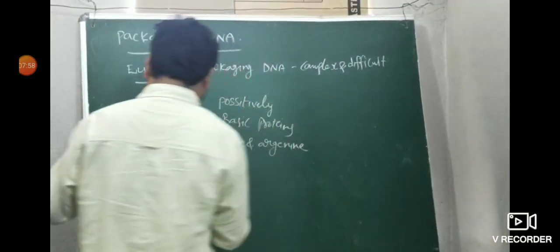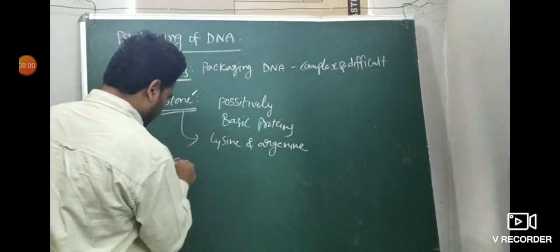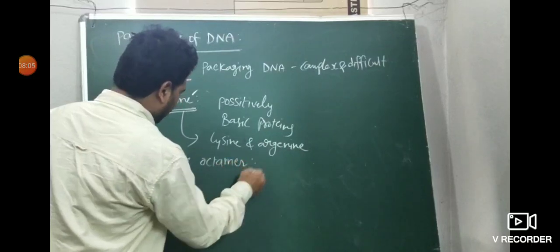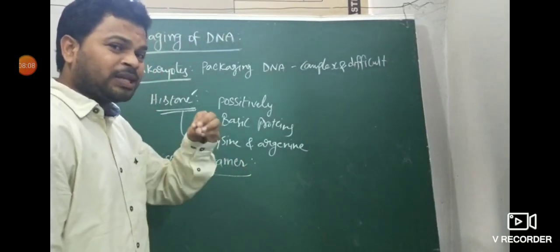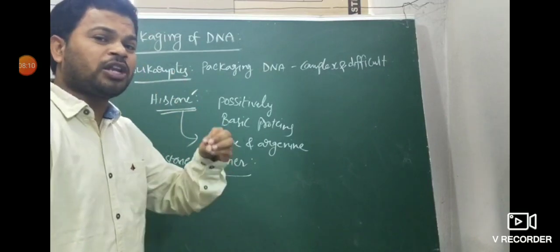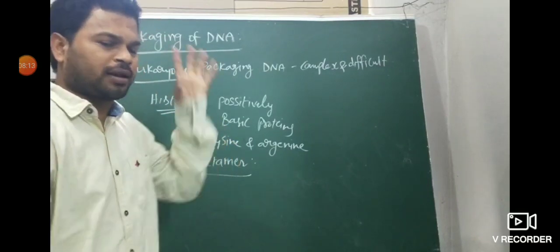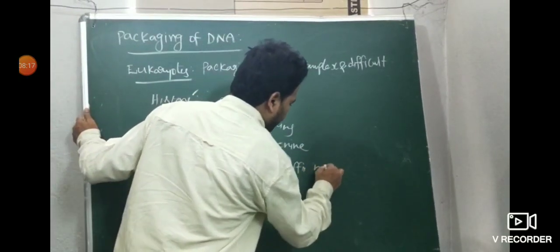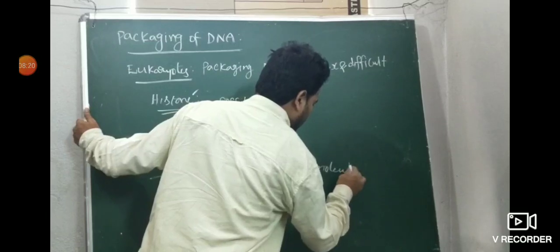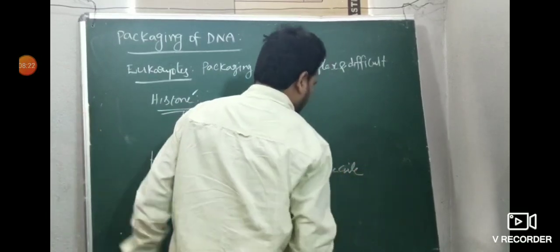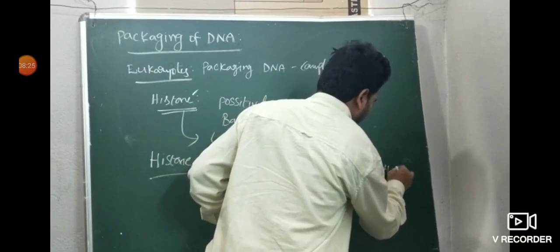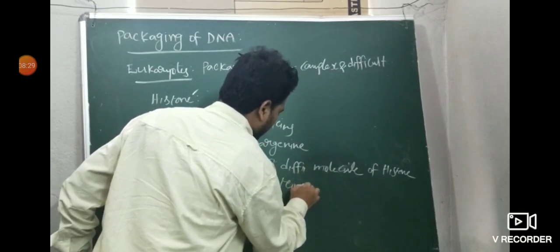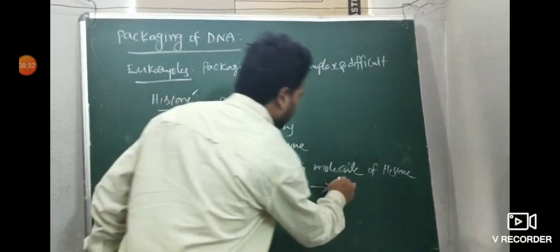Now, histone octamer. What is the meaning of histone octamer? Octa means 8. Eight different molecules of histone proteins held together form the histone octamer.